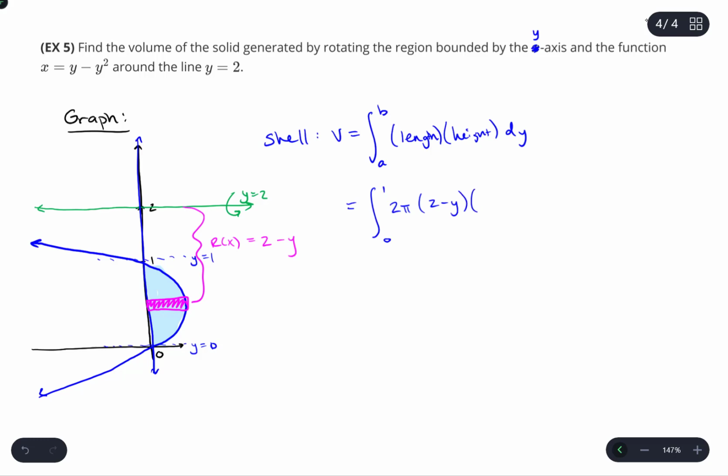The height of each rectangle is just defined by the function itself. So this distance right here is just the function, although I wrote y and I wrote x and it's a function of y. And that's just going to be y minus y squared dy. I'll take out the 2 pi and let fnInt calculate this integral for me.